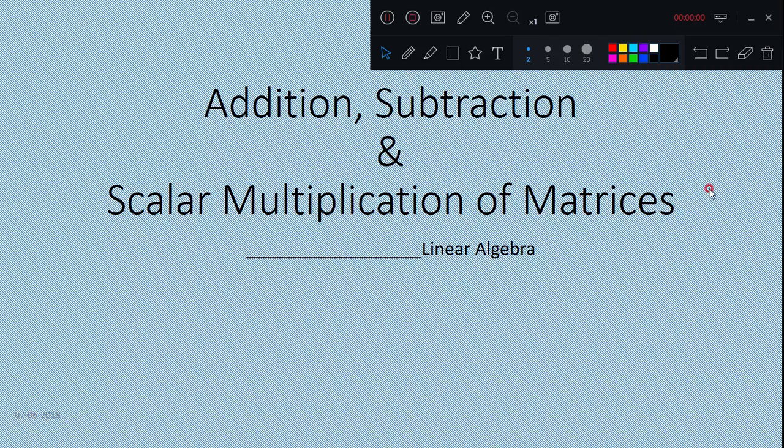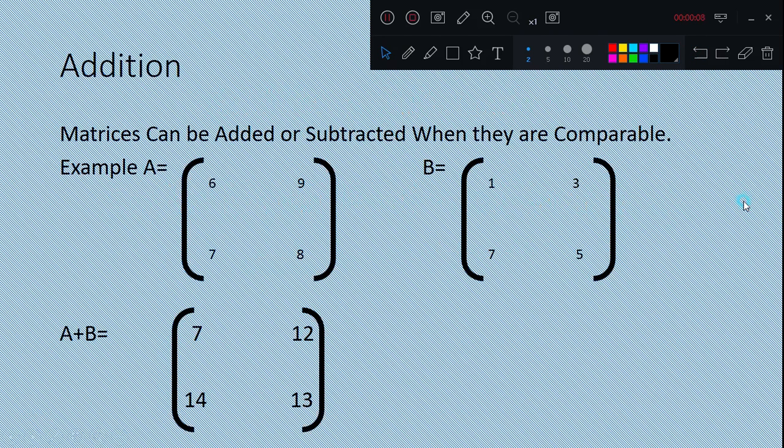Hello friends, today we are going to learn addition, subtraction and scalar multiplication of matrices. Firstly, I'll tell you about addition.